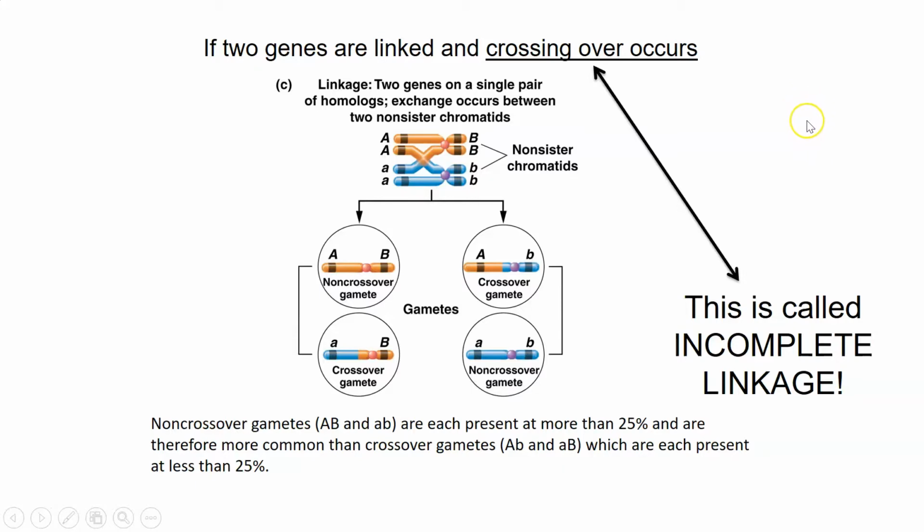And this was summarized in a handout that I posted. So in the next video, I'm going to go into a little bit more detail about those 3 scenarios. And we'll look at the expectations for genes that are unlinked, genes that are linked and no crossover can occur, complete linkage, and genes that are linked and crossover can occur. And by the way, that's called incomplete linkage.